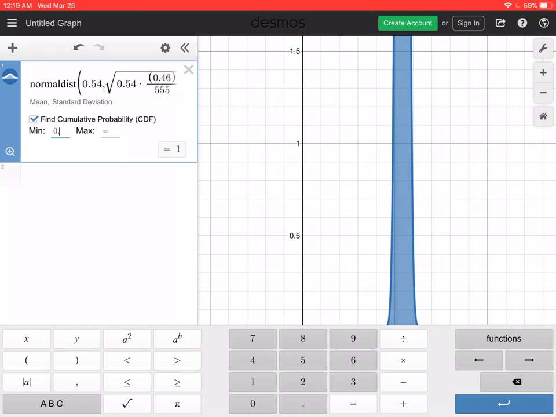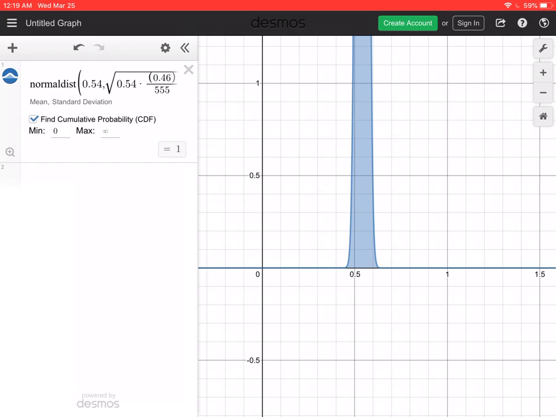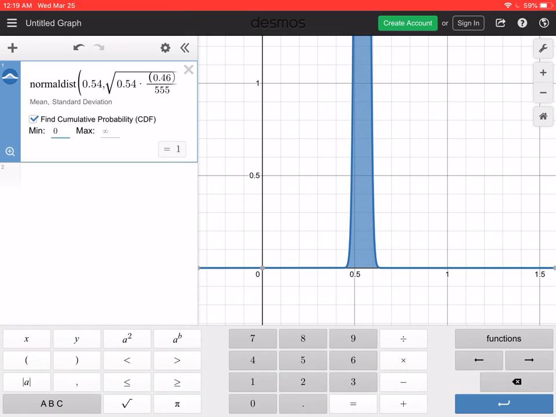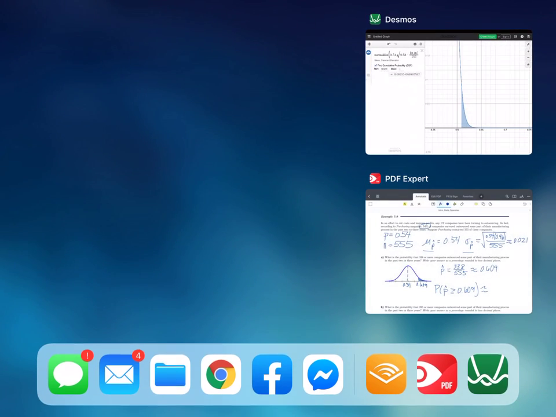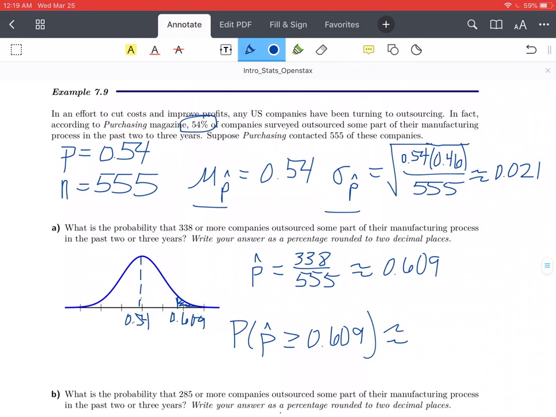And we're looking for the area under the curve, that probability of it being greater than or equal to 0.609. So, right, it kind of got lost there, but way down here, that's our area that we're looking at now. And if you look at the number we got, 0.000554. So very, very small number.